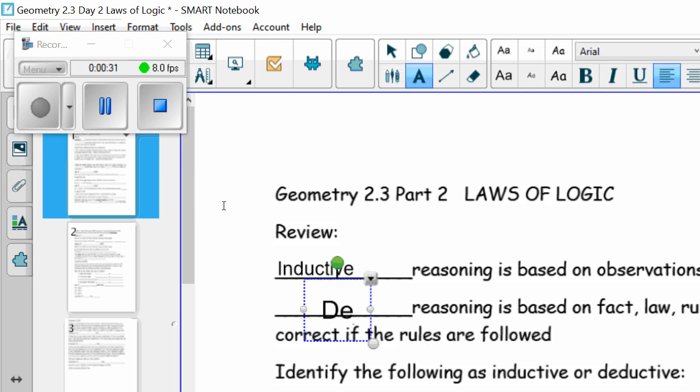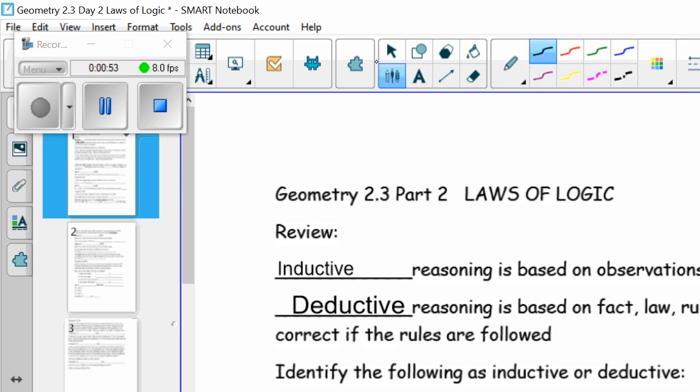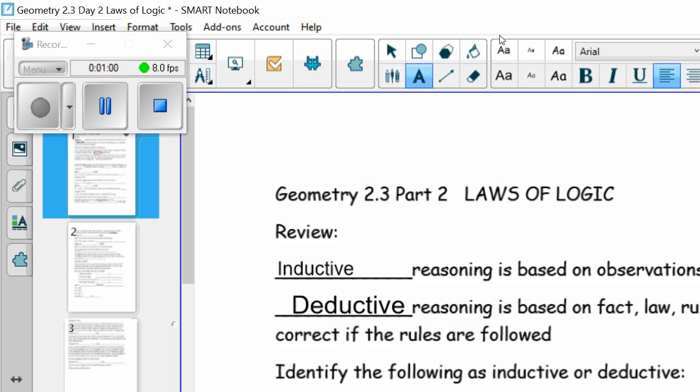Therefore, we could say that deductive reasoning is based on fact, law, rules, definitions, etc., and it should be correct if all the rules are followed. So we're going to identify the following as inductive or deductive. Number 1, Ms. Haskin has assigned homework every Friday. Today is Friday. Ms. Haskin will assign homework today. This is an example of inductive because it is a pattern. It's not necessarily going to hold true. Not every single Friday are you guaranteed to get homework.